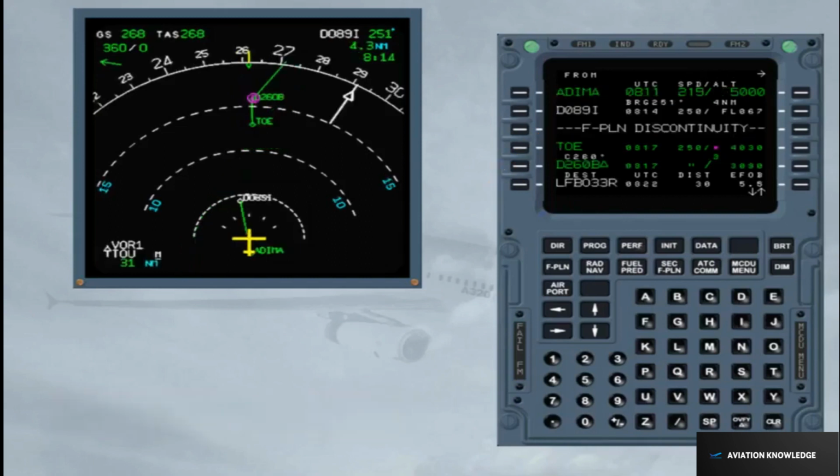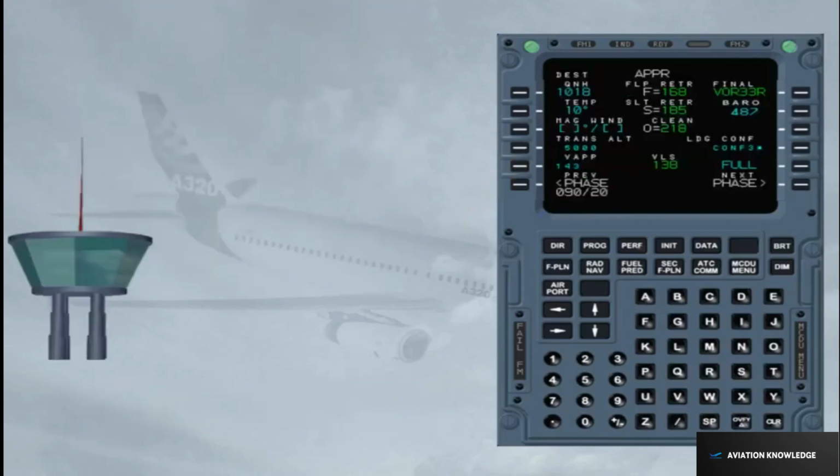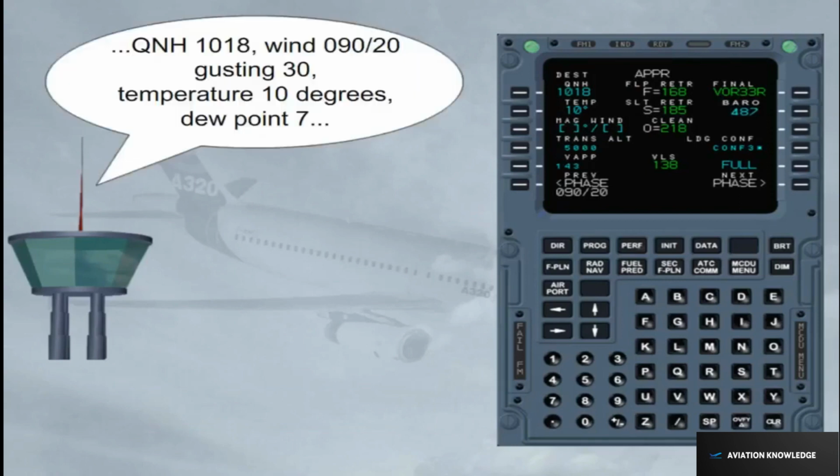Rule 3. Keep a flight plan discontinuity only when desired, for example when radar vectoring is expected. Rule 4. Anticipate your actions on the MCDU. Fly ahead of the aircraft. Whenever useful information is known, such as ATIS on ground, an alternate clearance is expected, or a circling is planned, insert it in the MCDU as soon as time allows it.